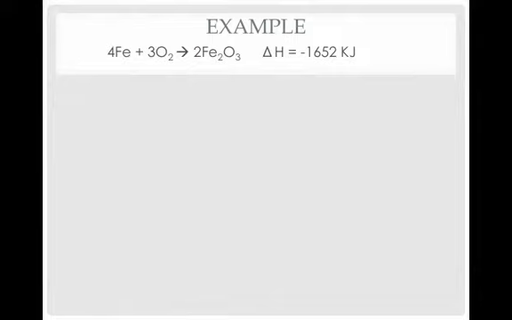So in this example, we have the reaction between iron and oxygen forming iron oxide. And we're given this delta H of reaction is equal to negative 1652 kilojoules. But as we know from one of the previous slides, that's actually kilojoules per mole of reaction. So whether that per mole of reaction is written or not, it is implied, and you need to consider that it's actually there.